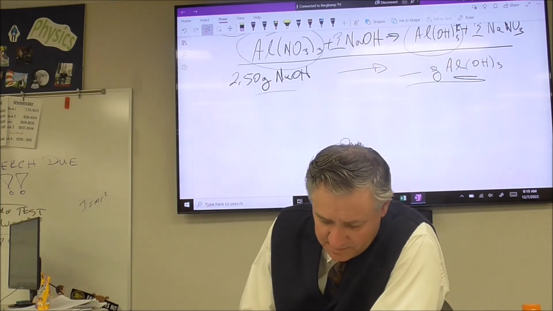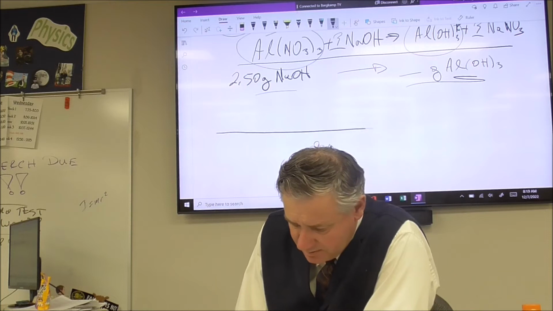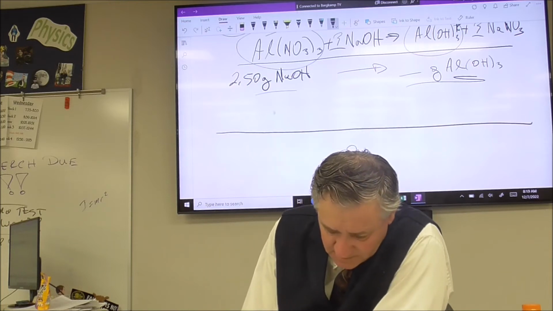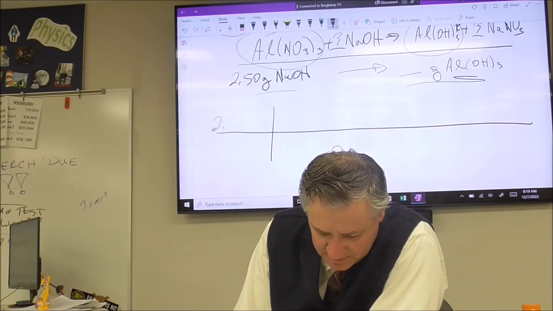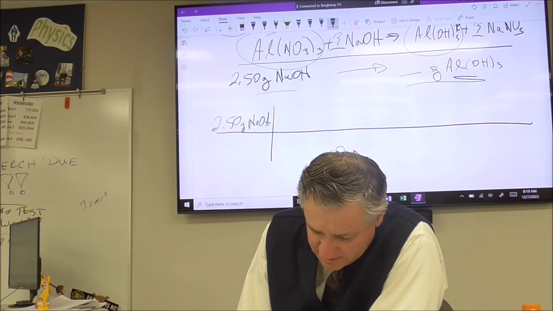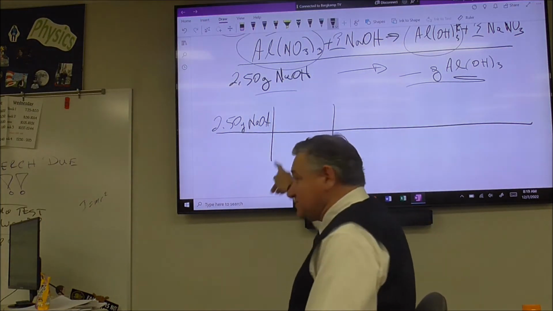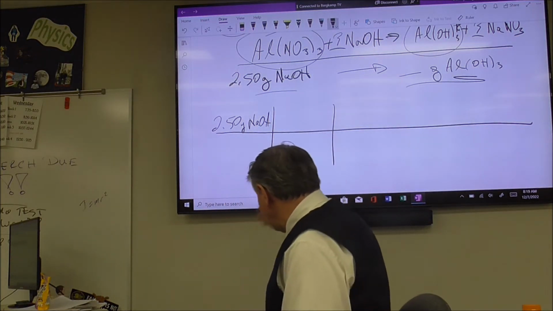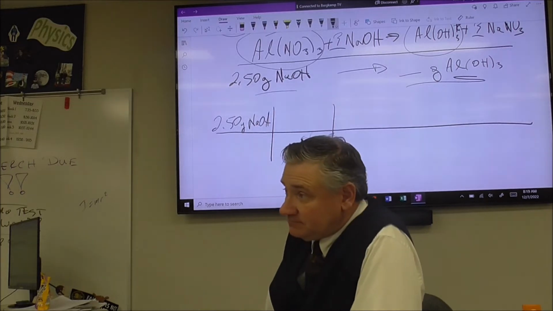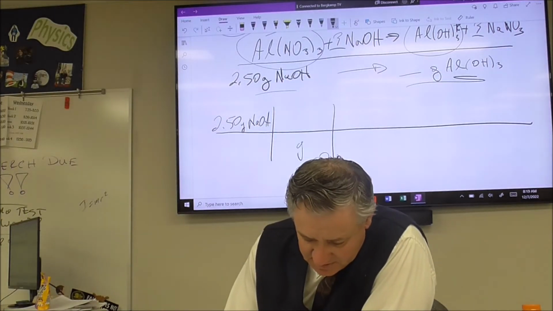Okay, so this is going to be one big, long conversion. I'm going to start here with 2.5 grams of sodium hydroxide. I have grams of sodium hydroxide up here. What am I going to put in the bottom right? Grams of sodium hydroxide.